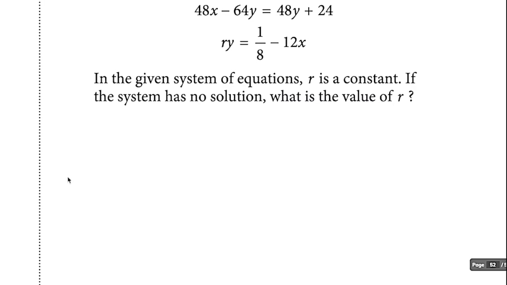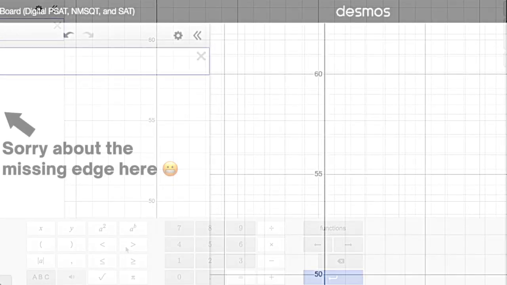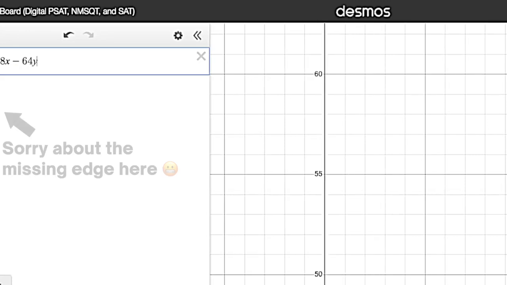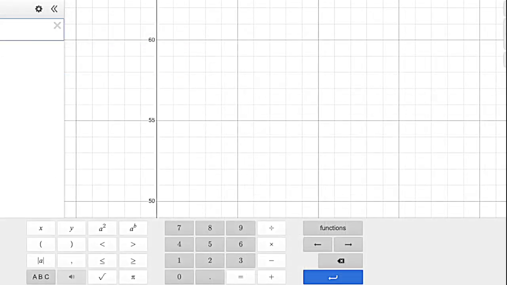All right, this is going to be our last question. We have a system of equations, and it looks pretty scary because we have a constant involved as well. At least I think it looks scary. If you have a scary system of equations, I recommend using Desmos. So let's literally just plug these into Desmos. 48x minus 64y equals 48y plus 24.